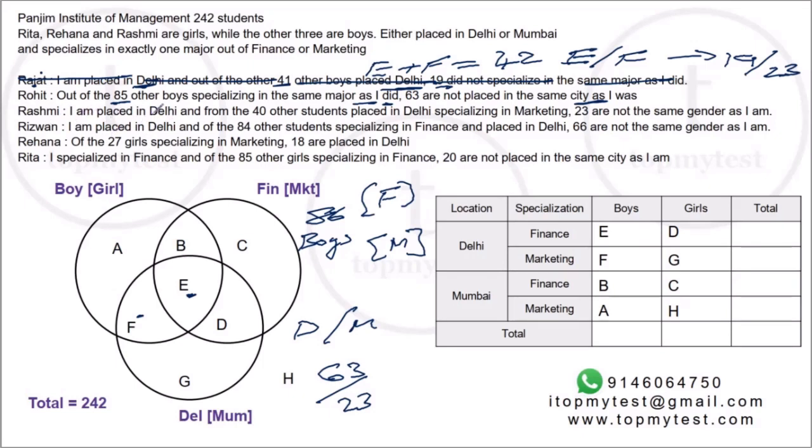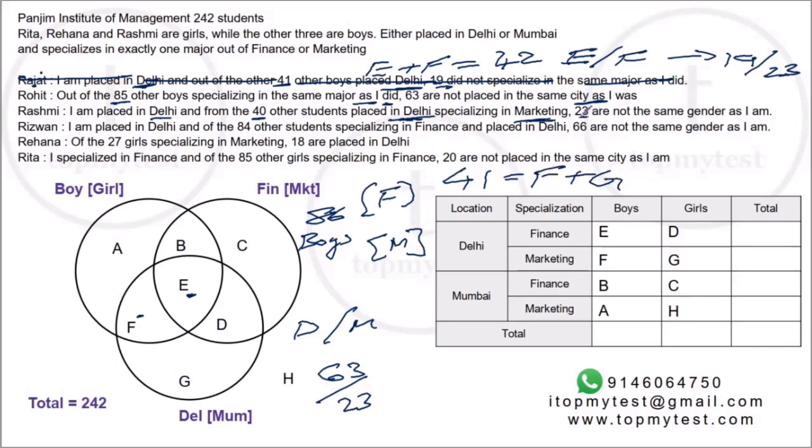Now, Rashmi says, I'm placed in Delhi and there are 40 other students placed in Delhi specializing in marketing. So she is in Delhi. Rashmi is a girl, right? Delhi marketing. So 40 plus Rashmi, so 41 people living in Delhi specializing in marketing. Delhi marketing will be F plus G. Right. So 41 will be F plus G.